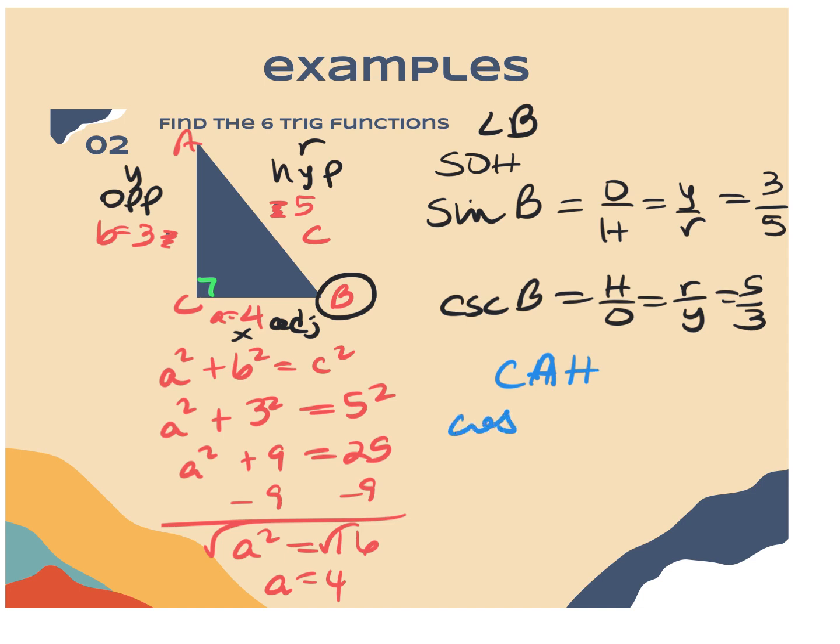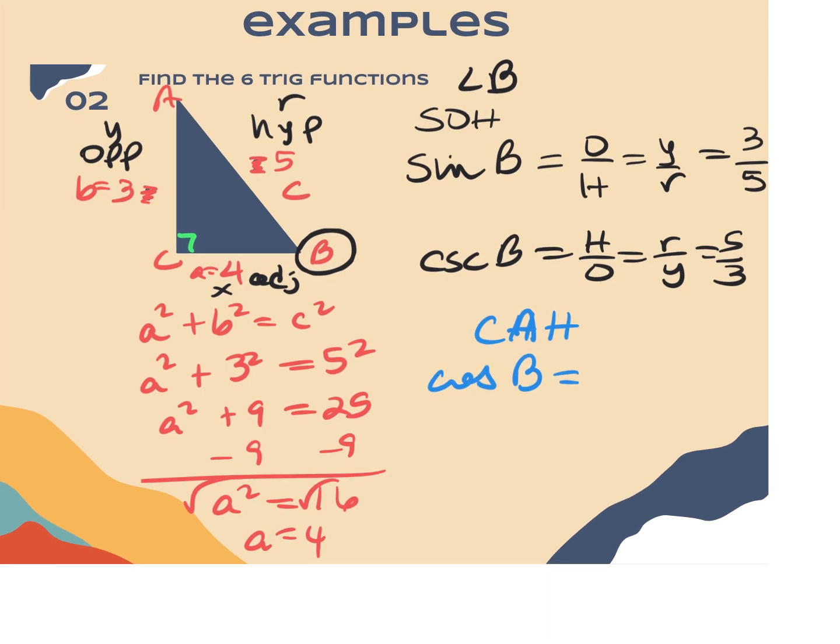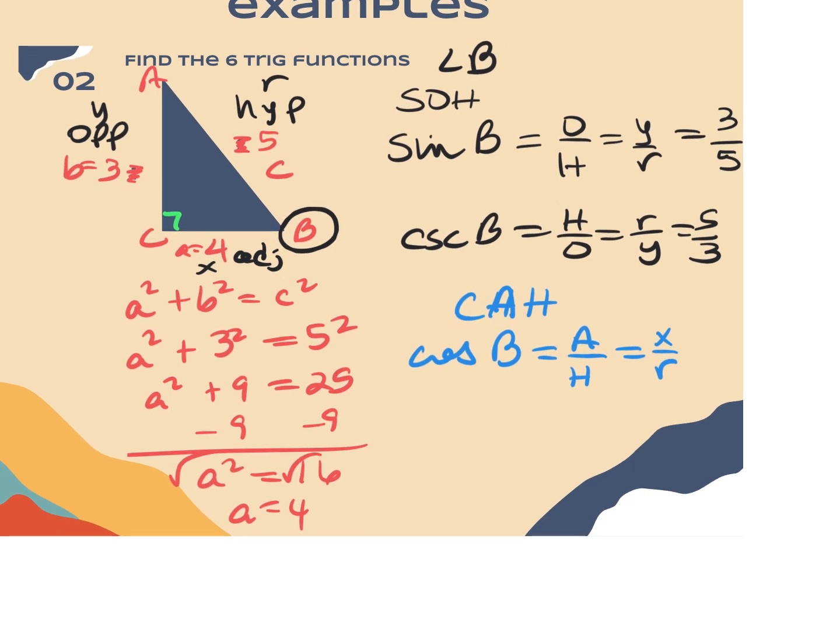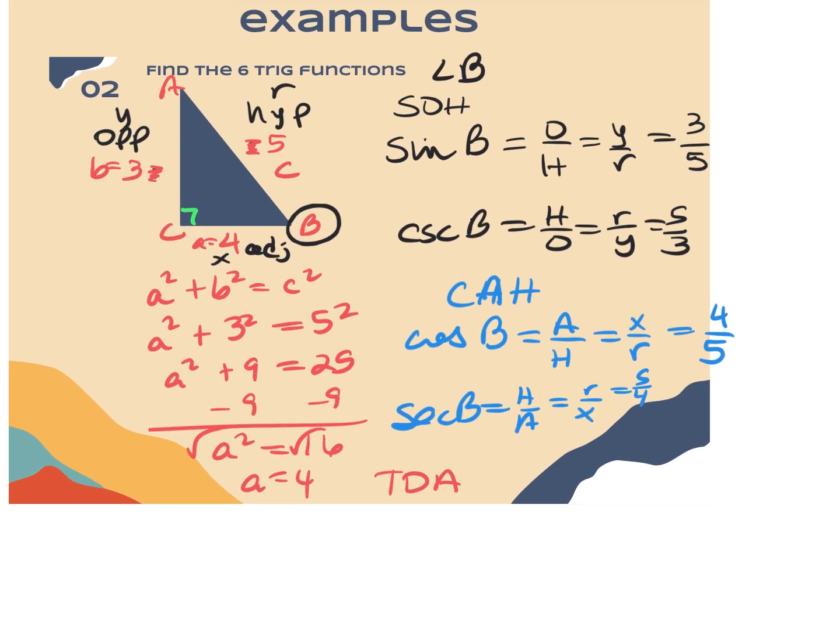cosine of B. And again, I could have done A again. This will be adjacent over hypotenuse, or X over R. So my adjacent is 4, my hypotenuse is 5. Reciprocal is secant, flip it, H over A, or R over X, and then 5 over 4. Just flip the fraction. And then the last one is TOA, tangent and its reciprocal.